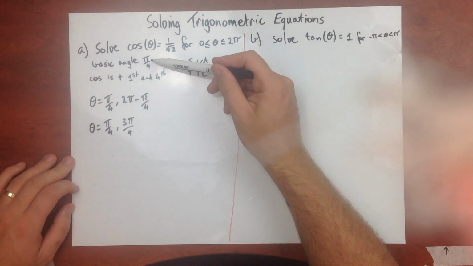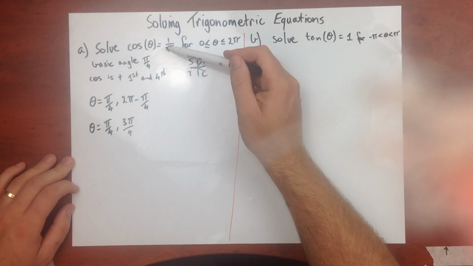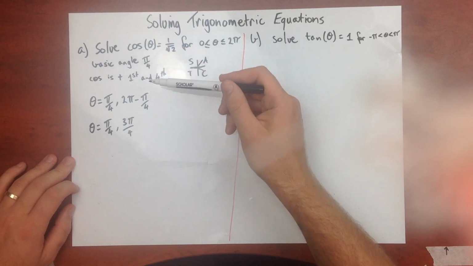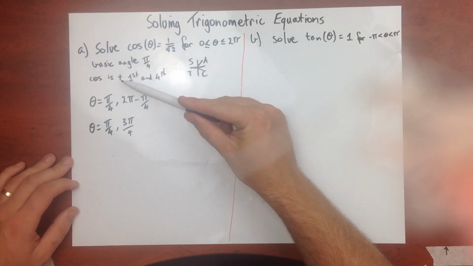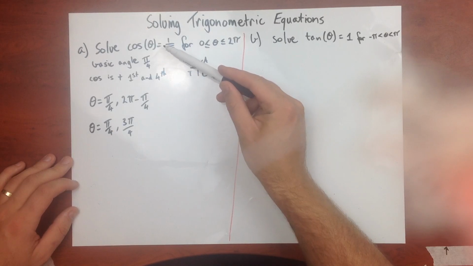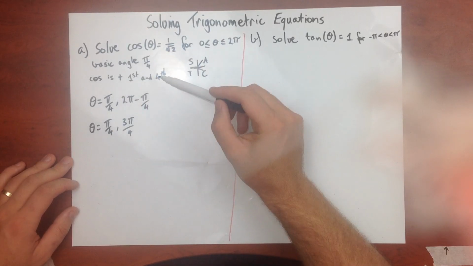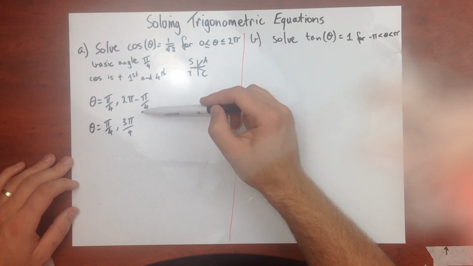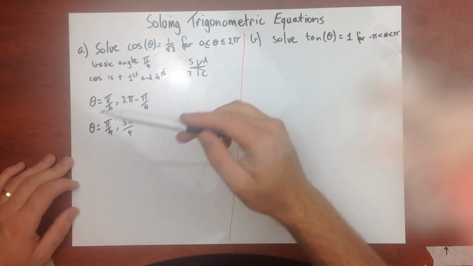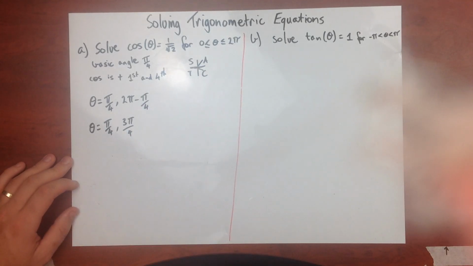So we look for our basic angle. We might need to do some work first. We work out when it's positive or negative. In this case it was positive. If we had a negative there, we would have been saying cos is negative in the second and third quadrants, and we would be in a different process. Then work out what our values are in the appropriate quadrants.